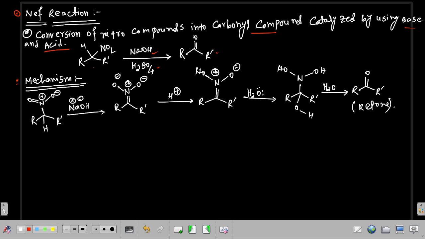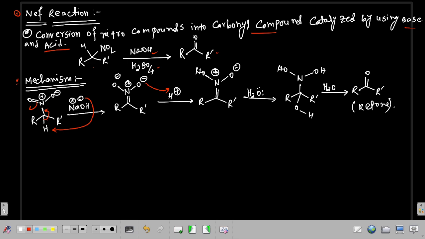So it will start with the nitro compound. Here sodium hydroxide will act as a base, so it will abstract the proton. So this proton will be abstracted, and this bond will break, and this bond will shift like this, and this bond will shift like this. Again, in presence of acid, this anion will abstract this proton from the system, so it will form OH.